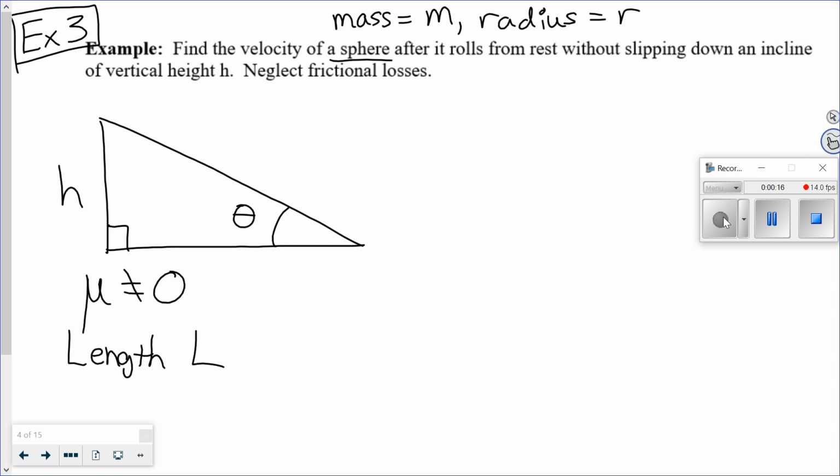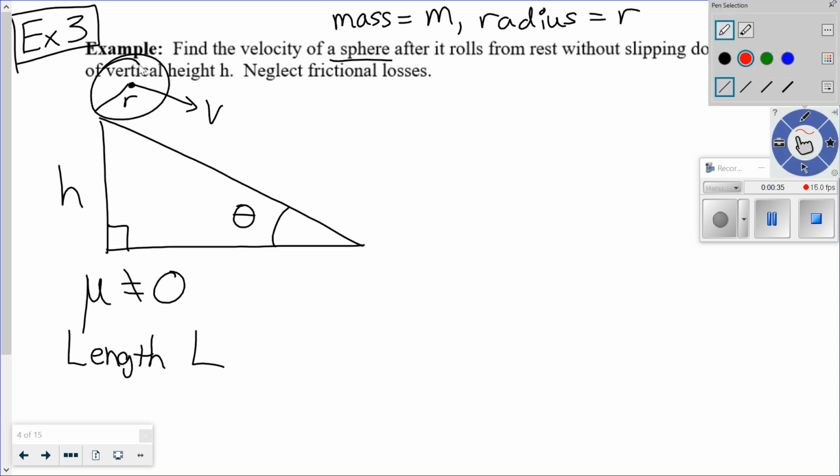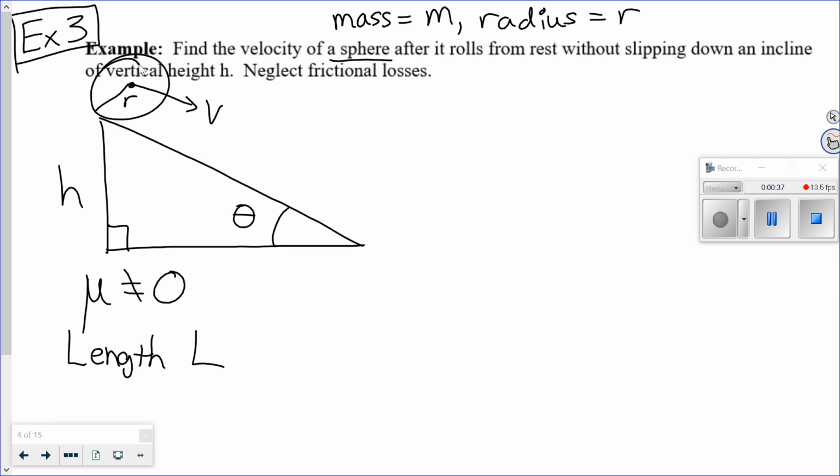Draw our object on there. So from the side, a sphere looks like a circle. It's going to have some linear velocity v down the incline, and it will have some little radius r, mass little m. Okay. So it rolls without slipping. Neglect frictional losses means energy is conserved. And that's how we're going to solve this problem.